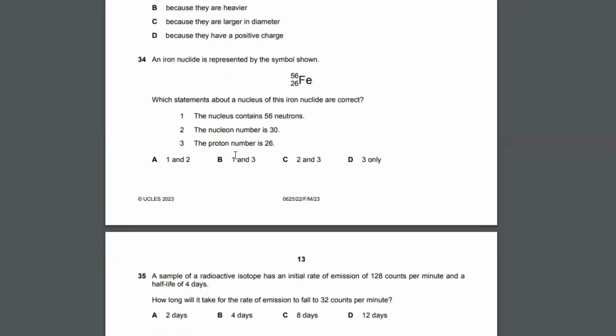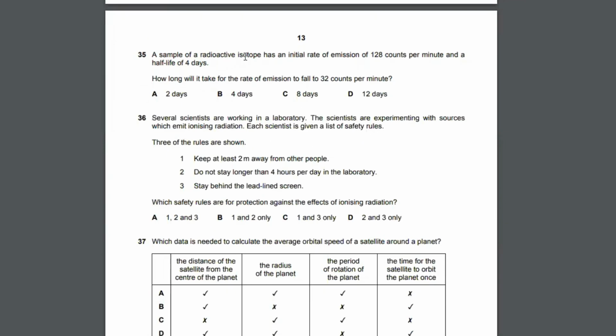That is D. Next, a sample of radioactive isotope has an initial rate of emission of 128 counts per minute and a half-life of 4 days. So it started with 128 counts per minute and the half-life of it is 4 days. How long will it take for the rate of emission to fall to 32?